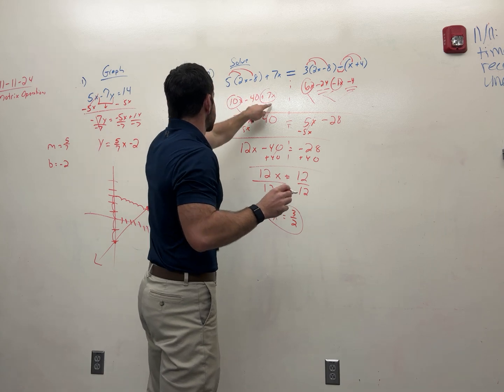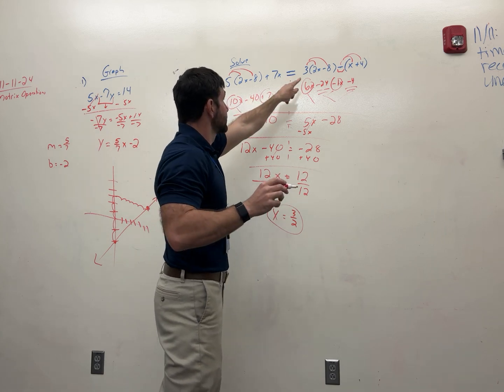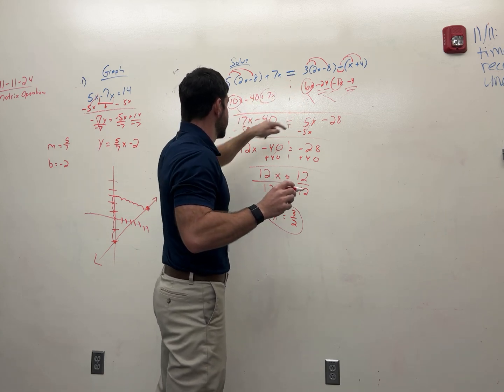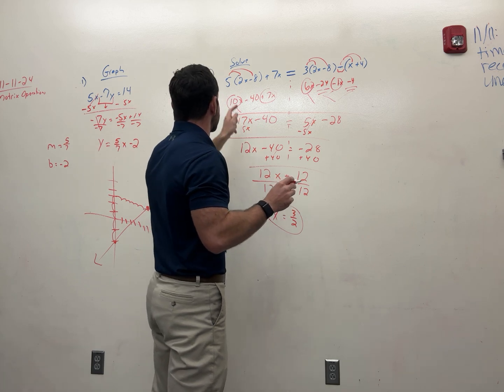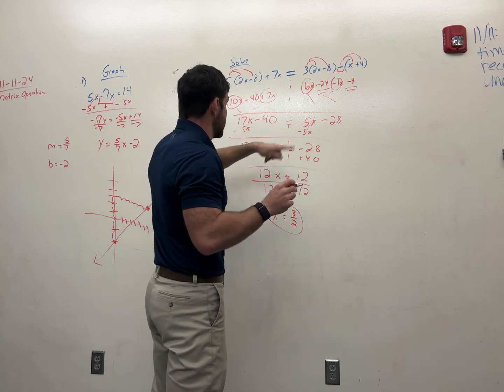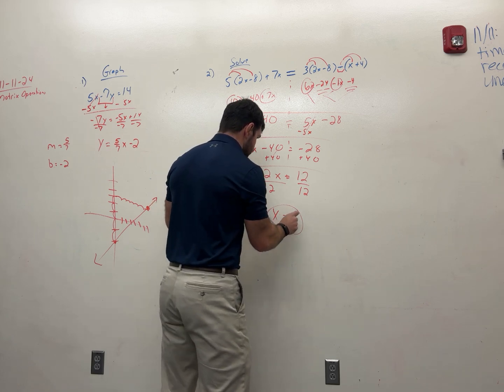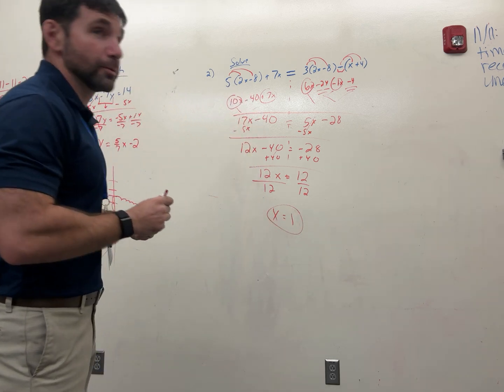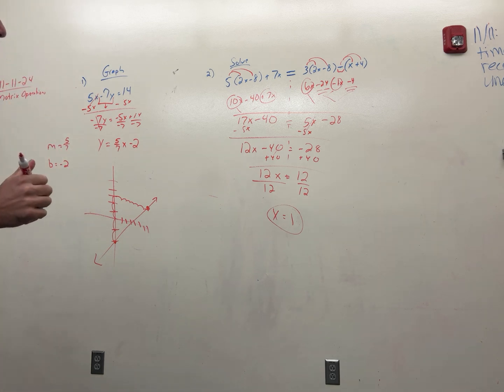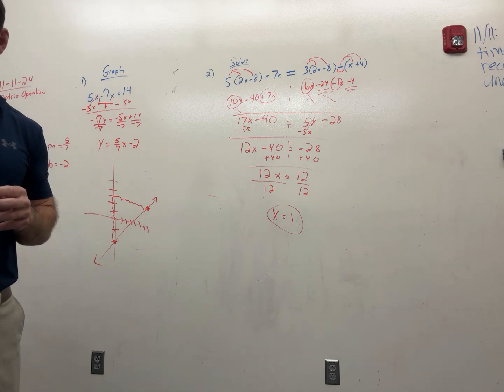10x plus 7x is 17x. 6x minus x, that is 5x. That's 12x. Negative 40, add 40. So this gives me positive 1. Yeah. Go ahead. No, you got it. Does that make a little bit more sense? Do you see your mistake?